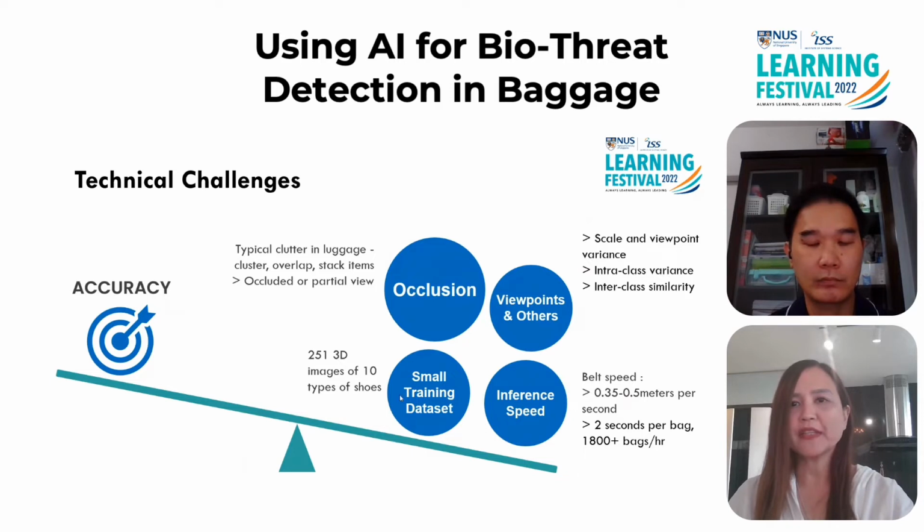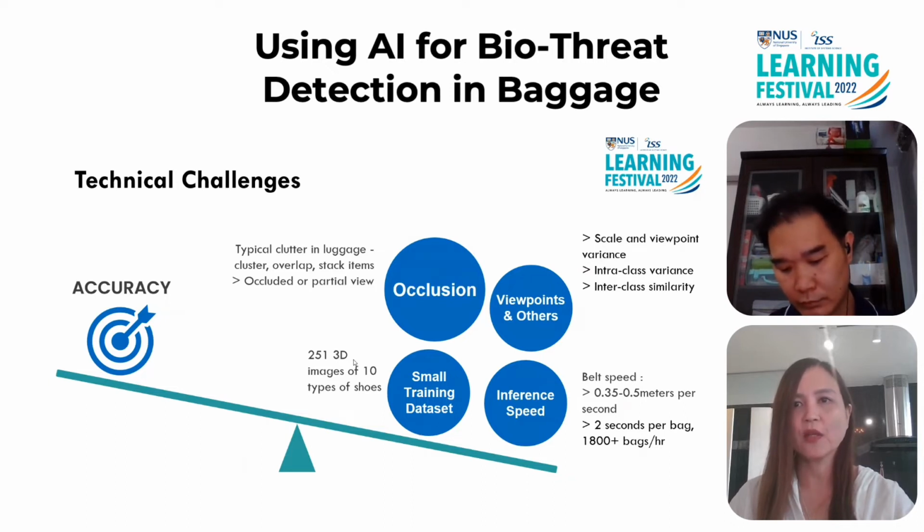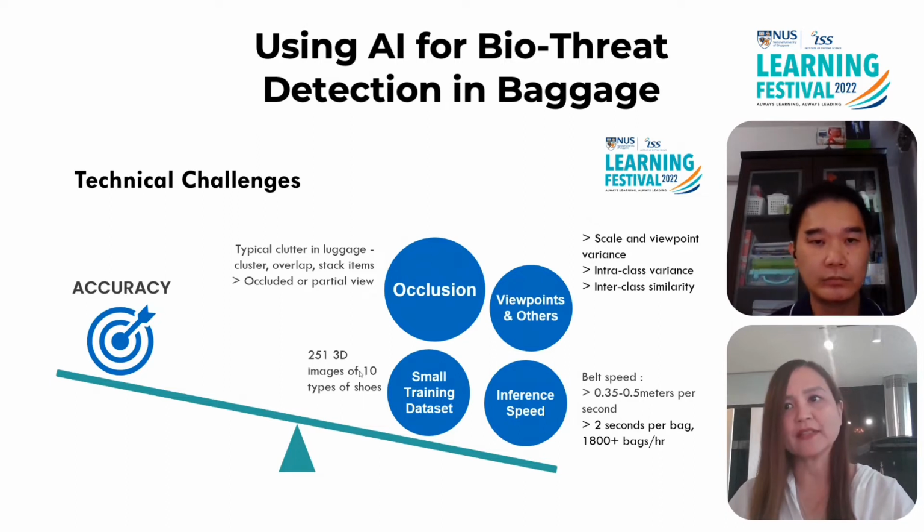If you look at the training set, although we do see limited X-ray baggage images available online, the sensitive nature of the X-ray baggage images hinders the availability of large data sets. For this project, we worked with RapidScan on 251 3D images of 10 types of shoes, augmented and annotated. It is an accurate data set, but still, it is very small.